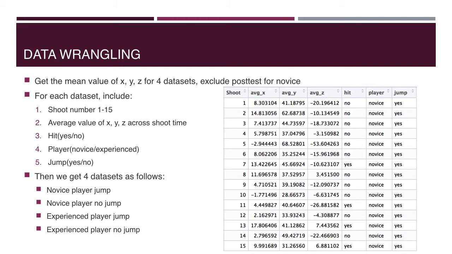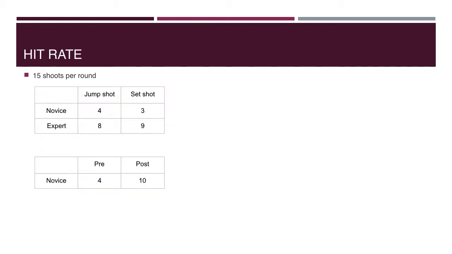We get the mean value of X, Y, Z for the full data set. As you know, there is a lot of data before, and we just exclude the post-test score for the novice, because this is specifically for classification and prediction instead of visualization. For each data set, we include all these variables, as you can see in the picture. Then we get the full data sets as follows: novice player jump, novice player no jump, experienced player jump, and experienced player no jump. Here is the hit rate that we calculated.